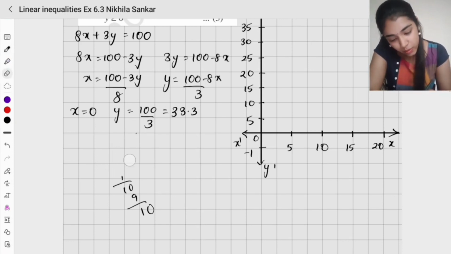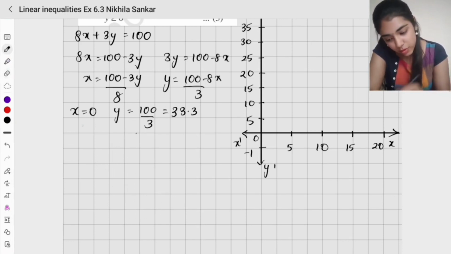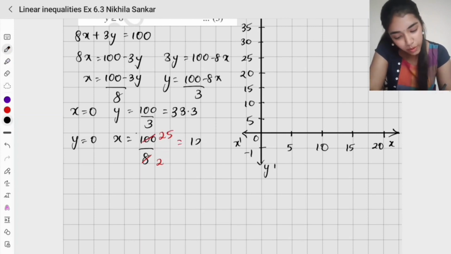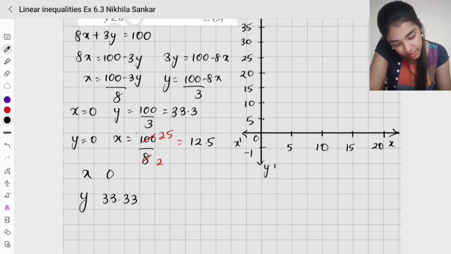Now what happens when y is equal to 0? When y equals 0, x is going to be 100 divided by 8. 4 2s are 8, 4 5s are 20, so 100 divided by 8 gives me 12.5. Now, what is the tabular column? When x is 0, y is going to be 33.33, and when y is 0, x is going to be 12.5. So this is my tabular column.